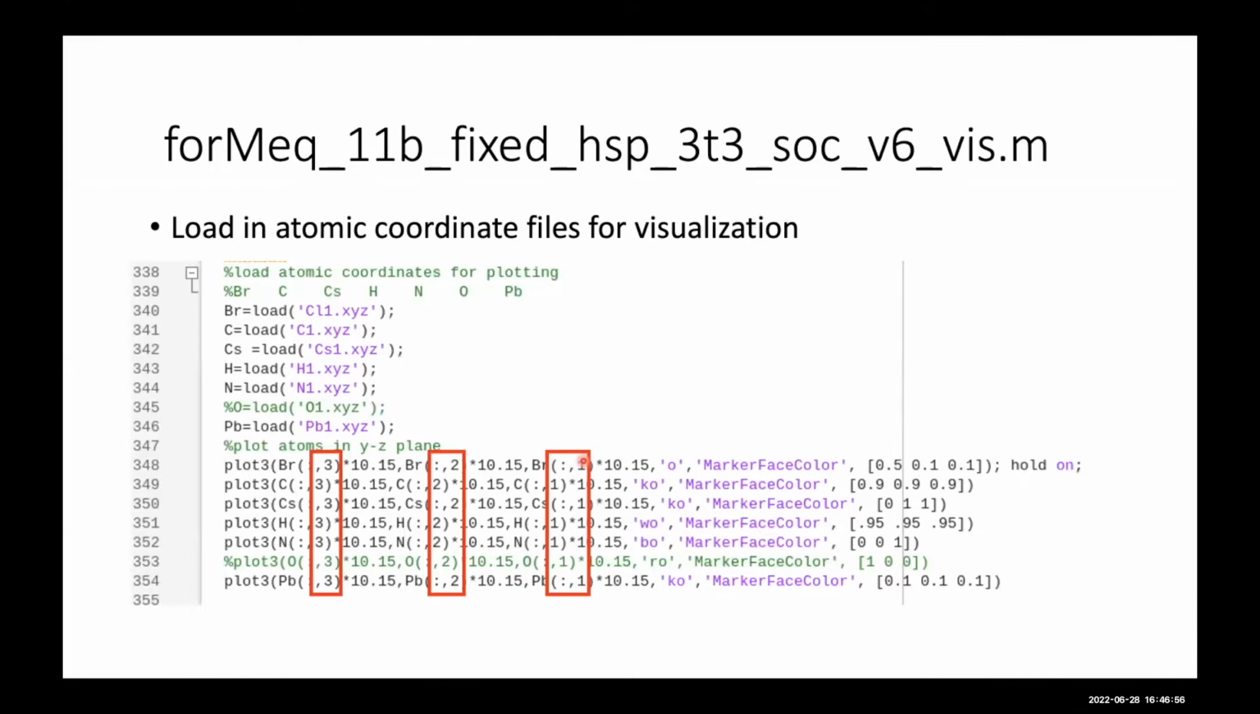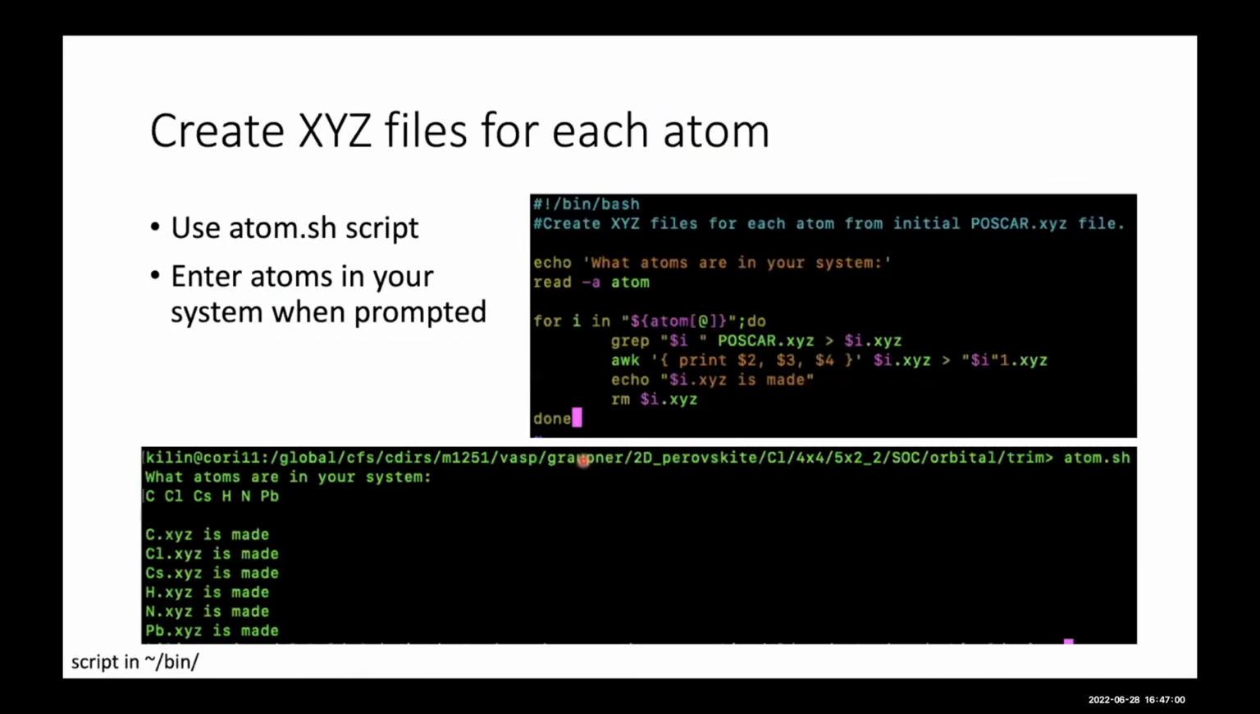David, where did you generate those XYZ files? Right here. So we use this atom script to base them. Oh, okay. So this requires a POSCAR.xyz as an input, and then when it requests it, you enter in what atoms are in your system. Yeah, and it'll go through and make all the XYZ files we need for that step. Okay, thank you.